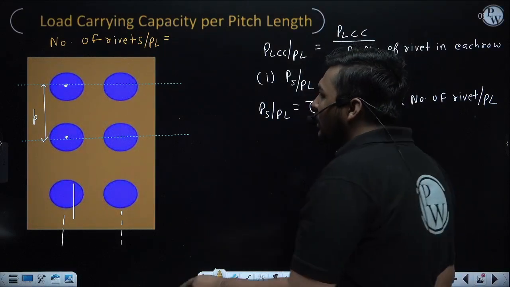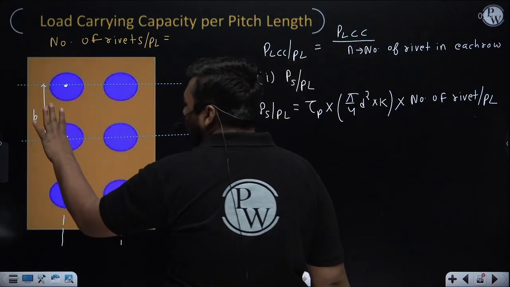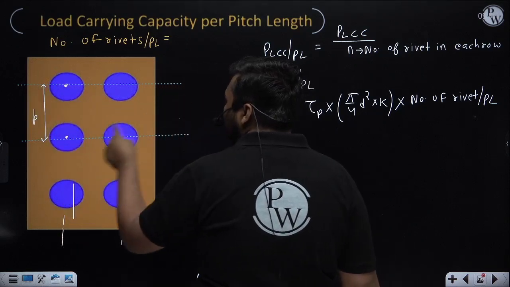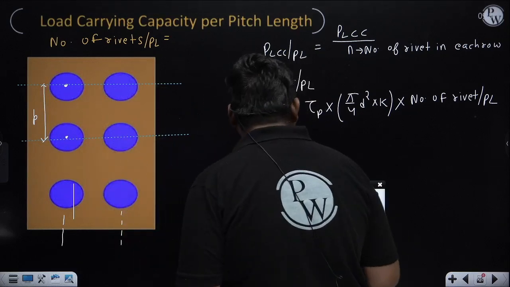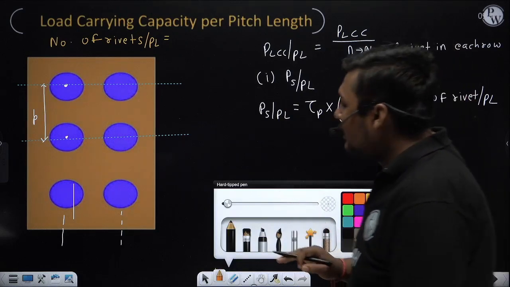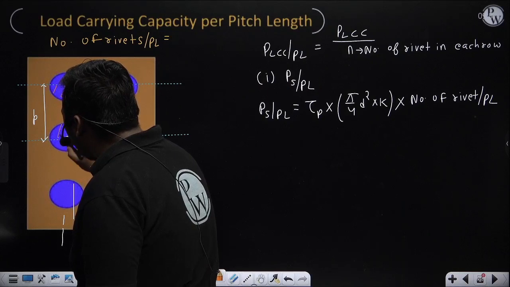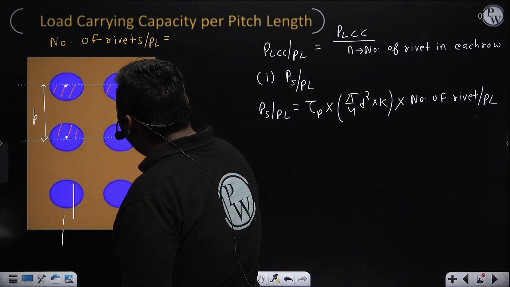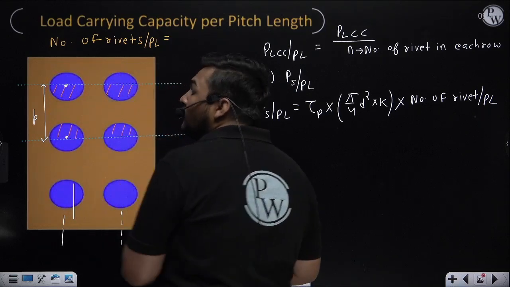First draw a one pitch distance line. Take any row, take the center of one rivet and the center of the next rivet, and draw a horizontal line between them. That means it is one pitch distance. Now within one pitch distance region, visualize how many rivets are coming. In this row, half rivet plus half rivet means one rivet is coming. In this pitch distance also, half plus half means again one rivet.